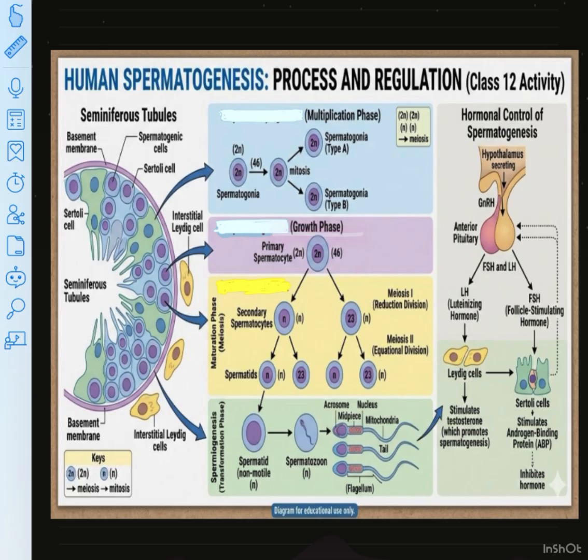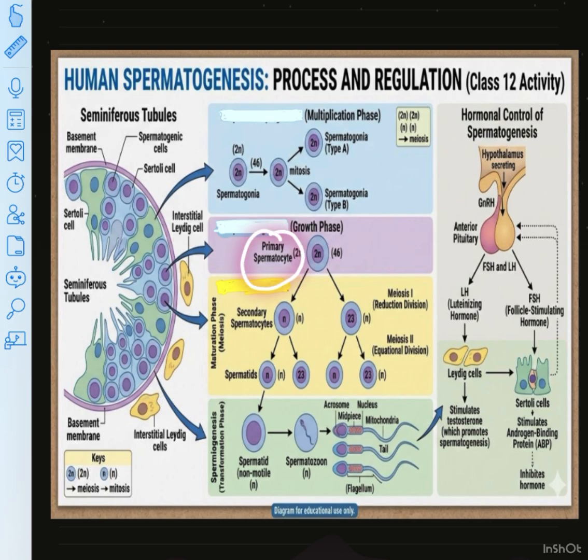Next phase, that is the growth phase. Spermatogonia type B undergo a growth phase. That means the chromosomes don't divide, but the cell becomes mature. So here we can see the 2n, diploid spermatogonia, and the primary spermatocyte undergo the growth phase, but its chromosomes remain the same, that is diploid. Here in human, 2n is equal to 46.